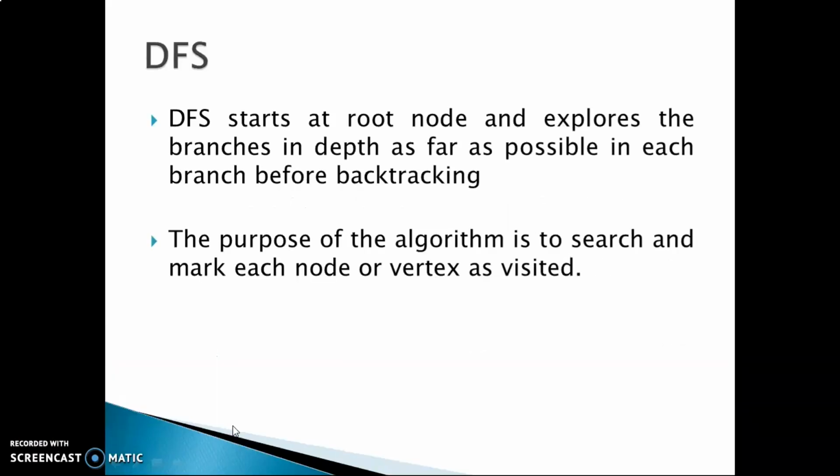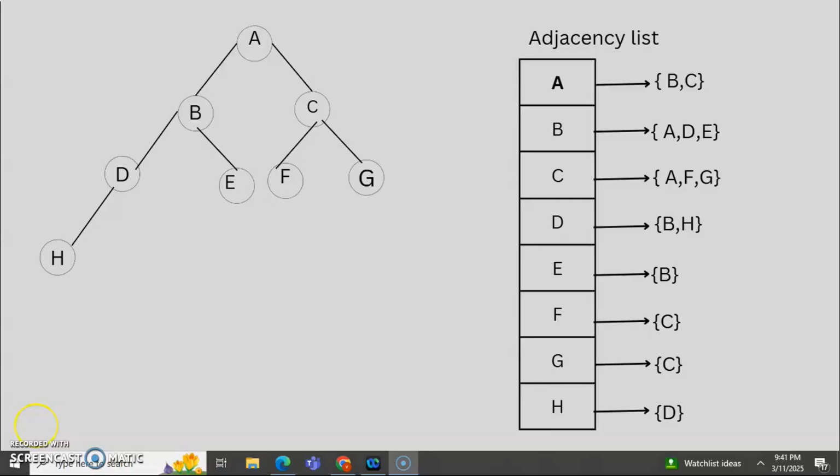So what is DFS? DFS starts at root node and explores the branches in depth as far as possible in each branch before backtracking. The purpose of this algorithm is to search and mark each node or vertex as visited. Let us see the example for DFS, then you can easily understand the DFS algorithm. Let us see an example for DFS, depth first search.